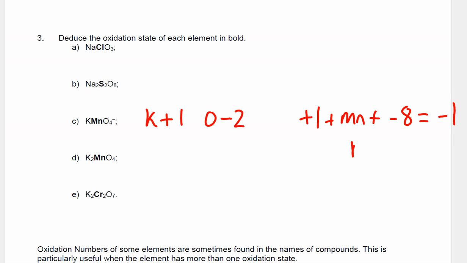So this time, manganese -7 equals -1. So the manganese is going to be equal to +6.